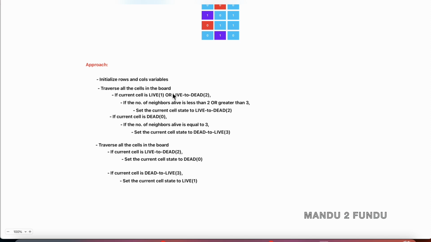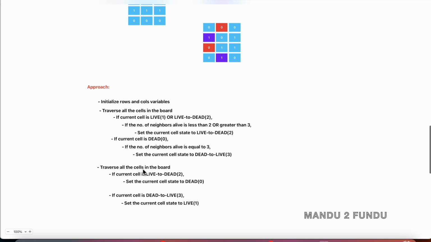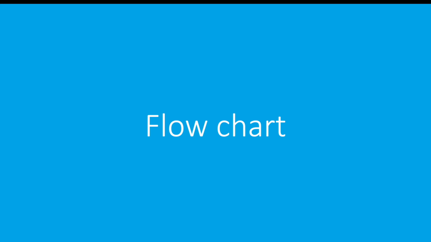Then once all the cells are processed and updated with states, we process all the cells again and change the live to dead state cells' value to dead, and the dead to live state cells' value to live. Once we process all the cells here, the board will have either dead or live state as the value for all the cells. Let's look at the flowchart.